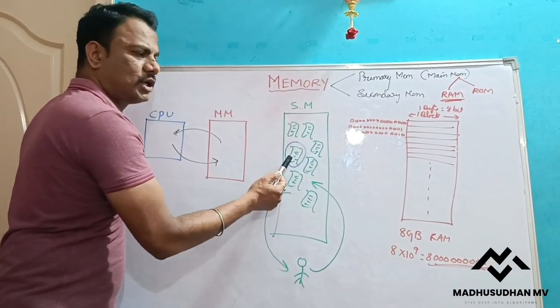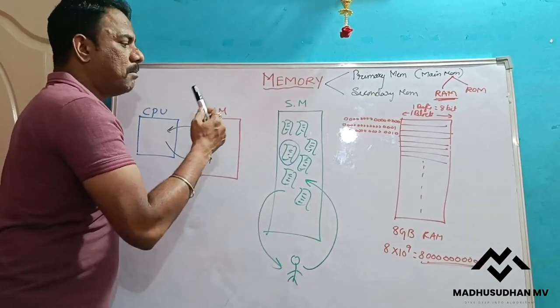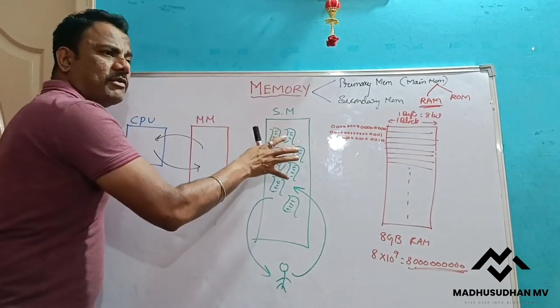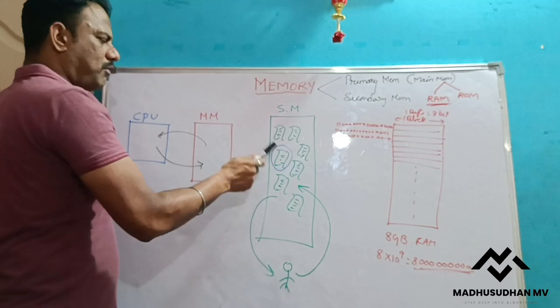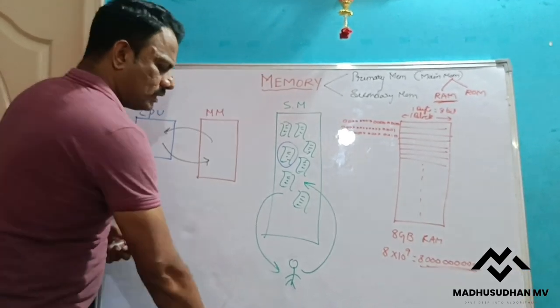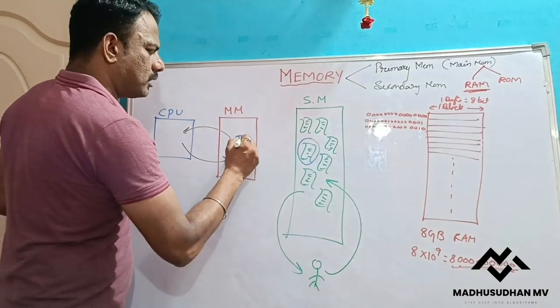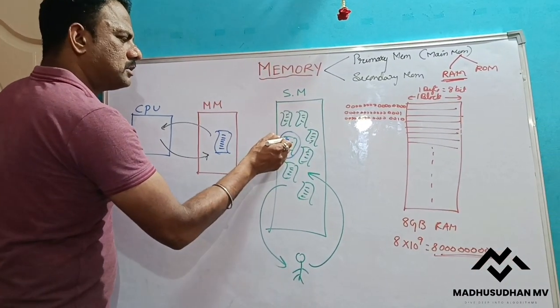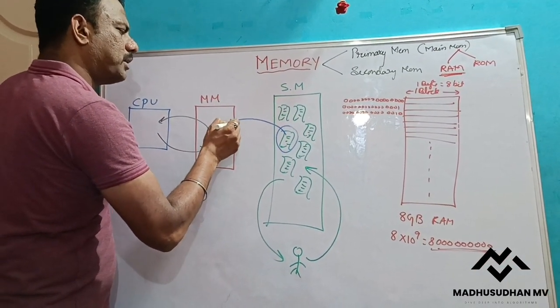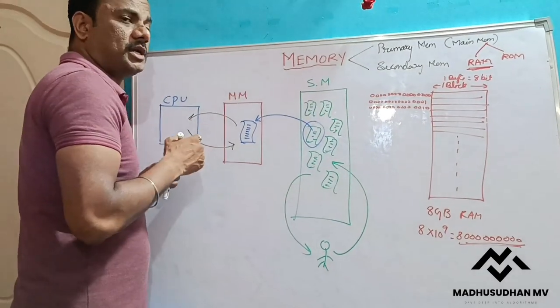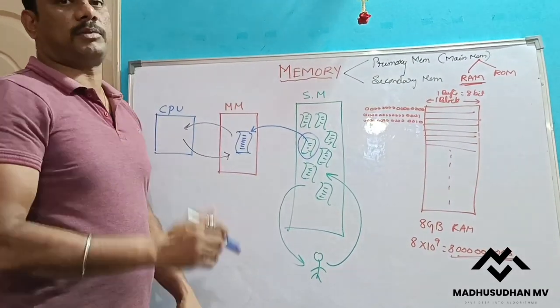But who has to execute? The CPU has to execute. But the CPU cannot take from secondary memory. So what to do? Whatever file we want to execute, first of all we need to bring it to what? The main memory. So that program we need to bring from the secondary memory to the main memory. Now the question is, who is going to do that operation?